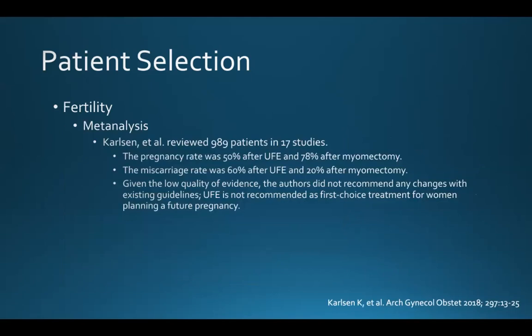A more recent meta-analysis was performed in 2018. Carlson concluded that the pregnancy rate was 50% after fibroid embolization and 78% after myomectomy. In addition, this group showed that the miscarriage rate was 60% after fibroid embolization and 20% after myomectomy. And given the low quality of evidence, the authors did not recommend any changes with existing guidelines and concluded that UFE is not recommended as first-choice treatment for women planning a future pregnancy.